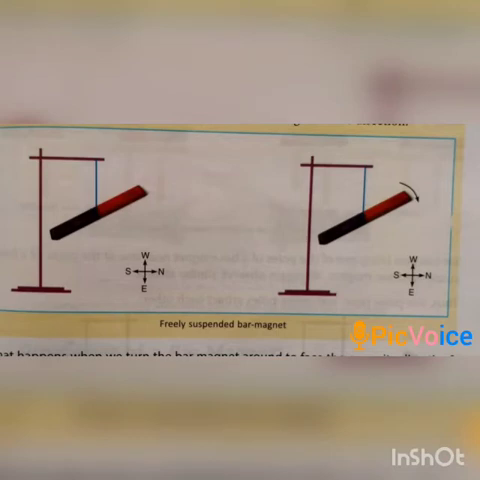Now, to understand it, we will do a small activity. We have to tie the center of a bar magnet or magnetic needle to a string. We will tie one end of the string to a stand and let the bar magnet hang freely from the other end of the string. When it comes to rest, draw a line on the floor indicating the direction in which the magnet is resting.